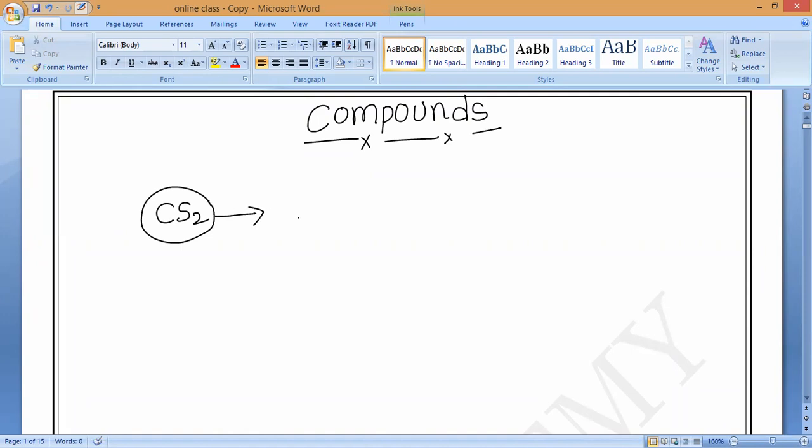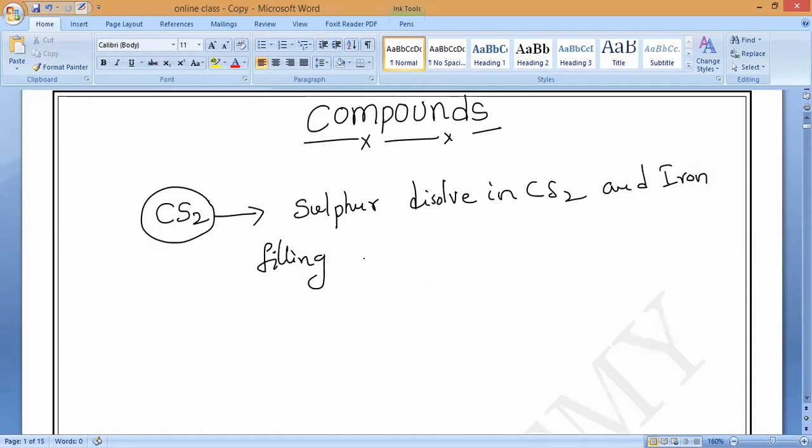If we add this carbon disulfide to a mixture of iron and sulfur, what will happen? The sulfur will dissolve. Iron cannot dissolve, but sulfur dissolves in CS2, carbon disulfide, and the iron filings we can separate by filtration. Once the sulfur is dissolved in CS2, we can separate the iron by pouring it through the filter. Correct or not? By filtration we can separate the iron filings.